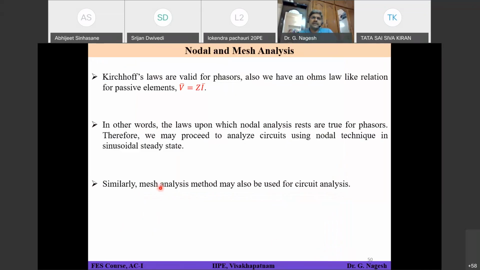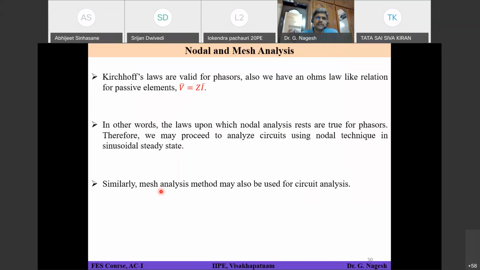So next is nodal and mesh analysis. We have already seen nodal and mesh analysis in DC circuits. The same rules are applicable even for AC circuits when voltages and currents are given in phasor format. Mostly we will use phasors only, because phasors will simplify our analysis process. The voltage-current relationship is simply an algebraic relationship, so Kirchhoff's laws are valid for phasors.